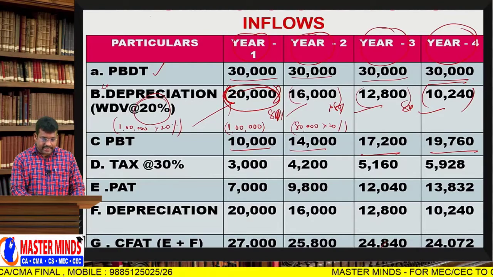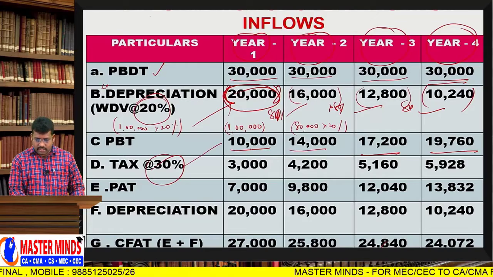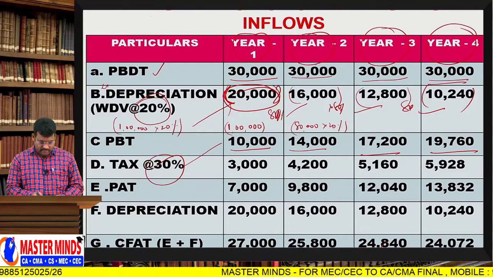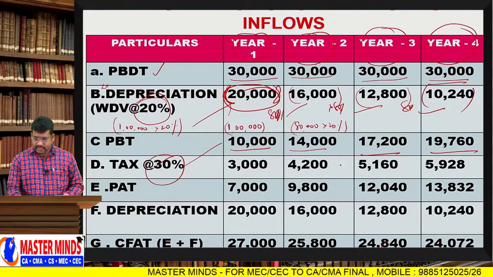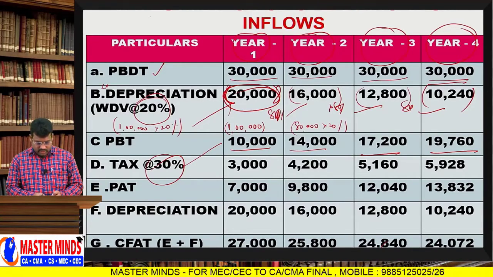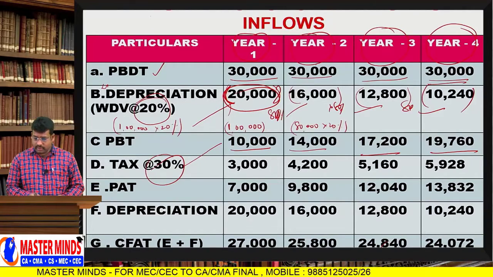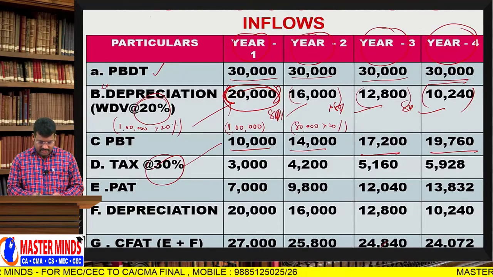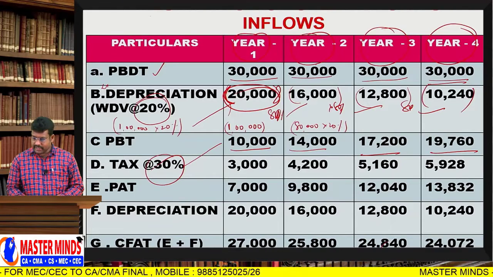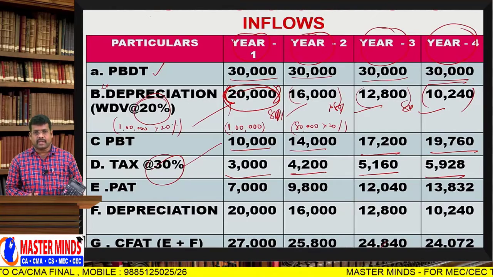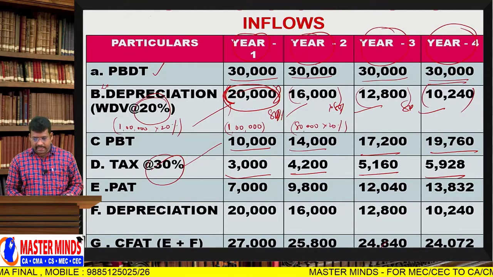So let's take the tax rate. The tax rate is 30%. So 10,000 into 30%, you will get 3,000. Whereas 14,000 into 30% is 4,200. Again, 17,200 into 30% gives 5,160. Thereafter 19,760 into 30% gives 5,928. All the values are accurate. Even though I showed here that I'm calculating, you can also calculate at the same time.